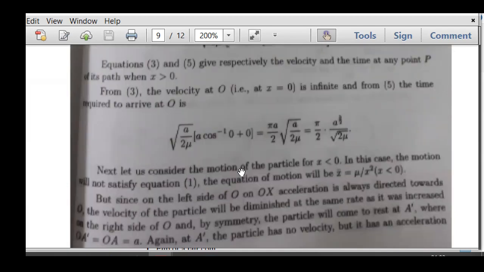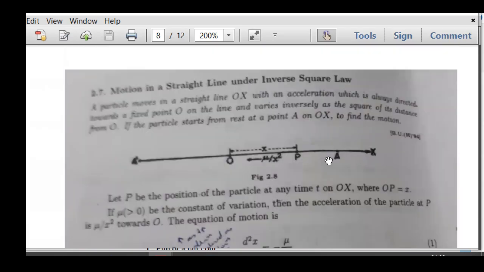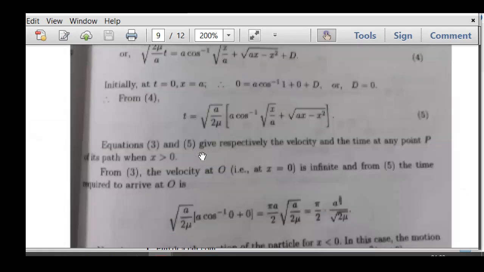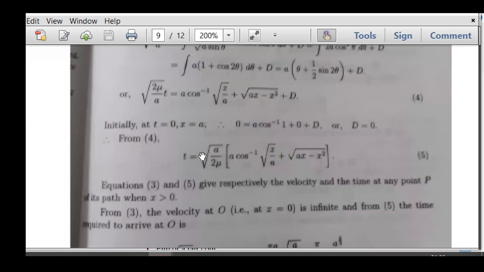Next, let us consider the motion of the particle for x less than 0. Simply consider this half of the motion. Again the same thing as I said here: mu by minus x whole square, so mu by x square only. But there will be a plus sign, because here the particle is moving in this direction. So d2x/dt2 should be plus mu by x square.